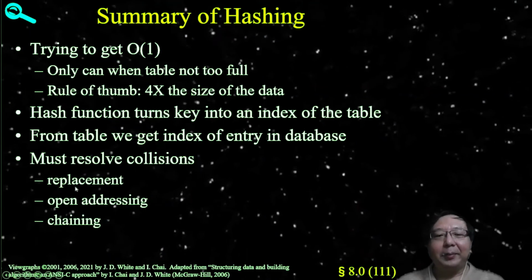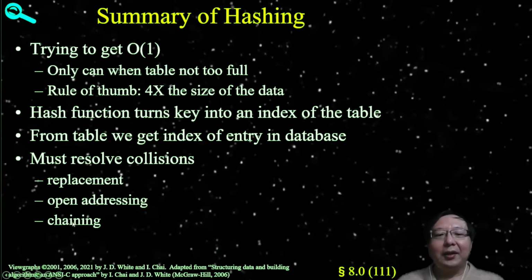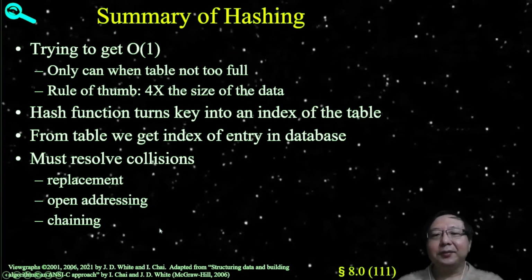And we will get collisions sooner or later, so we need to resolve the collisions. The bad one is replacement. Open addressing is another way, and probably the best one is chaining.